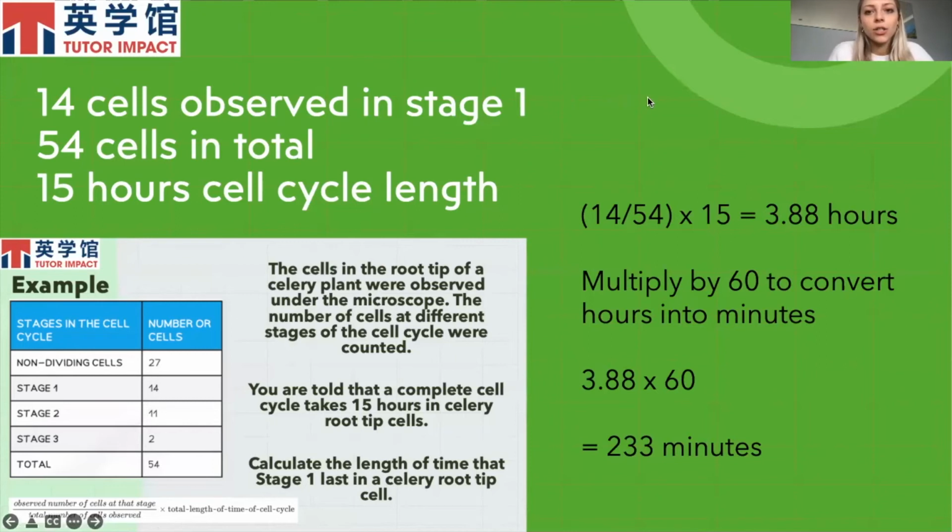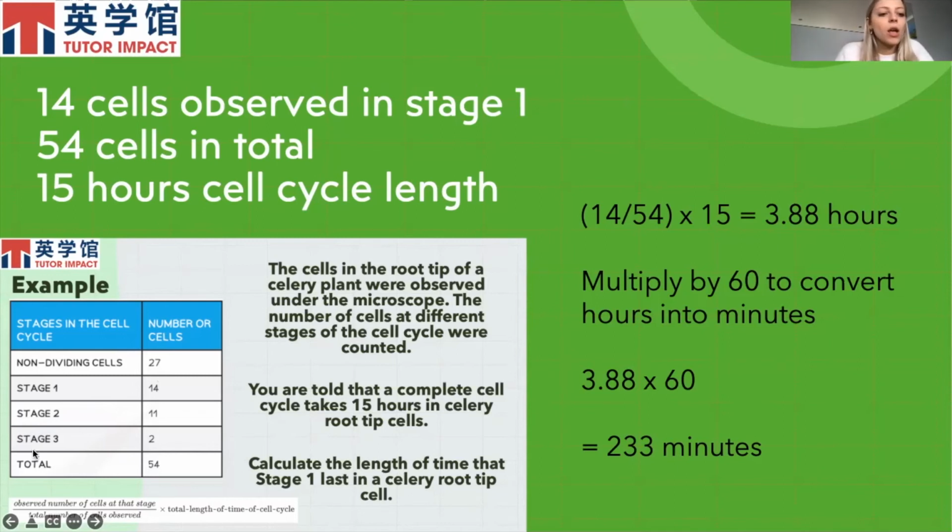So the first thing you do is look at the formula, and we're going to want to work out what each of the numbers we need to put into this formula are. So the first part we need to work out is the observed number of cells at that stage. So we need to look at the observed number of cells at stage 1 in this table. And we can see here that stage 1 had 14 cells in that stage in the sample. So we can note down that there were 14 cells observed in stage 1, which I've written here at the top.